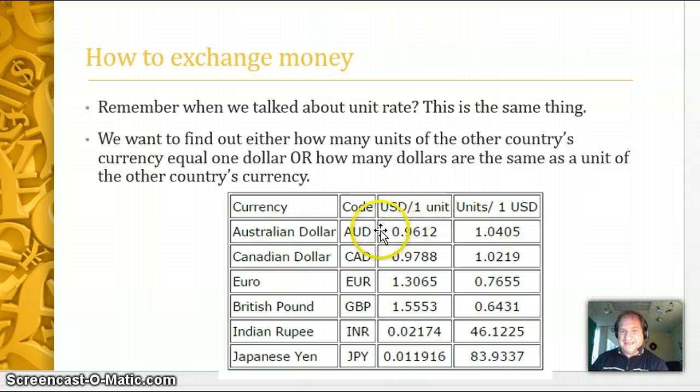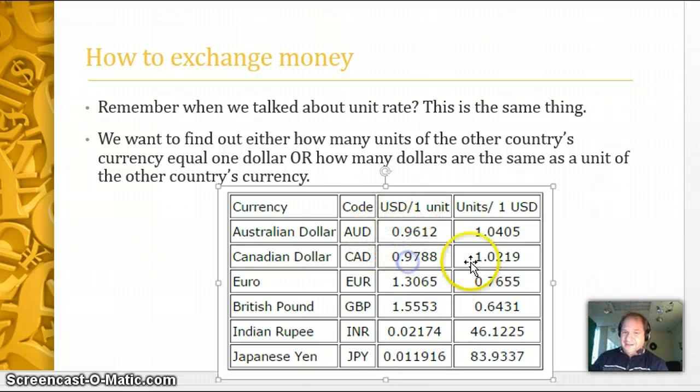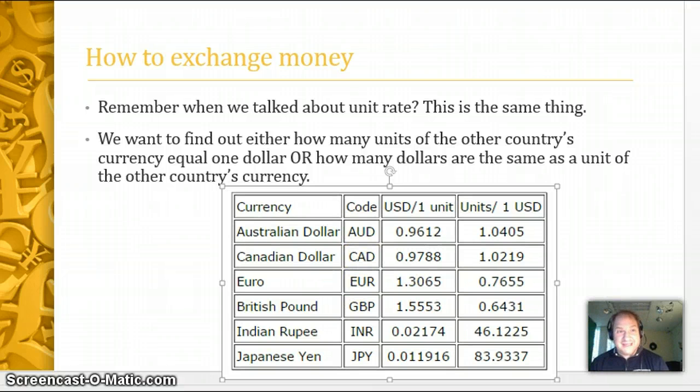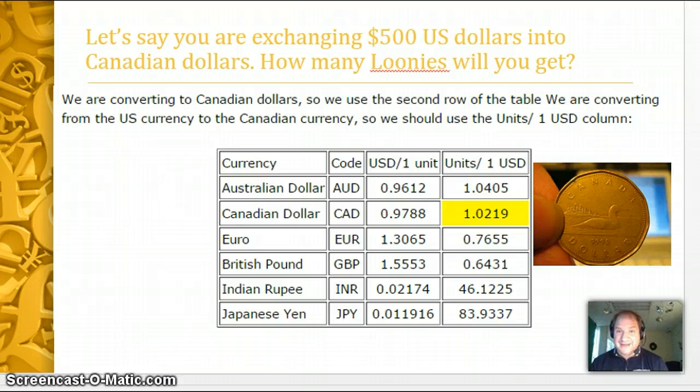So multiplication. The Australian dollar, Canadian dollar is worth this many American dollars. So compared to 1 US dollar, 96 cents of the Australian dollar, 1 American dollar is worth more. The euro is worth more than the dollar. The British pound in England is worth a lot more. But the Japanese yen, almost 84 yen for the dollar. Don't let that fool you. Things are expensive in Japan, yo.